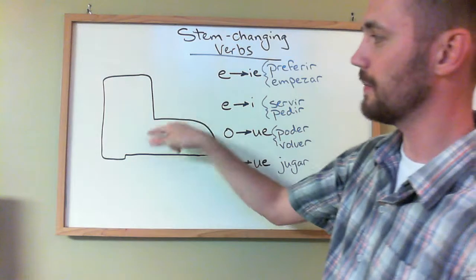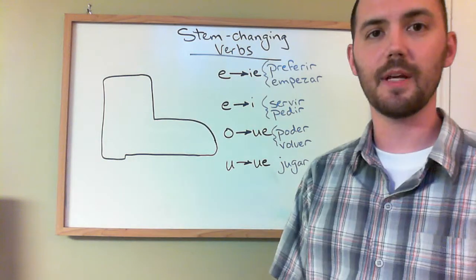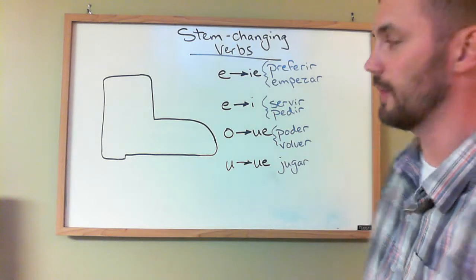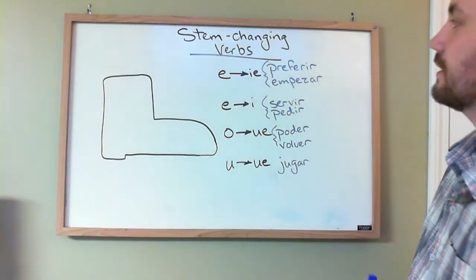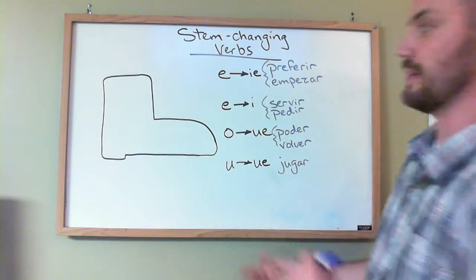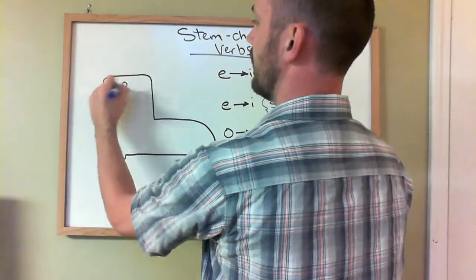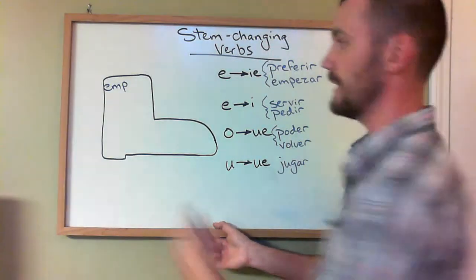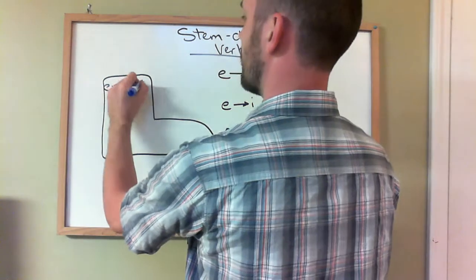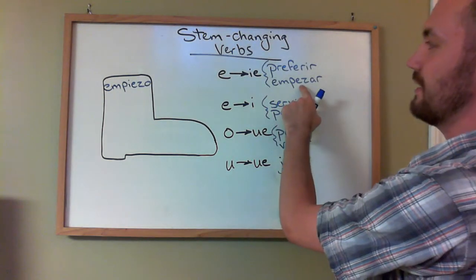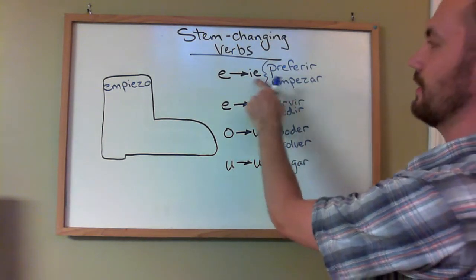You've noticed something here that I hope resembles a boot. Stem changing verbs are also called boot verbs. I'll show you why. Let's conjugate one of these. Let's look at empezar. Now, empezar means to start or to begin. When you conjugate it, notice that the E changes from E to IE.